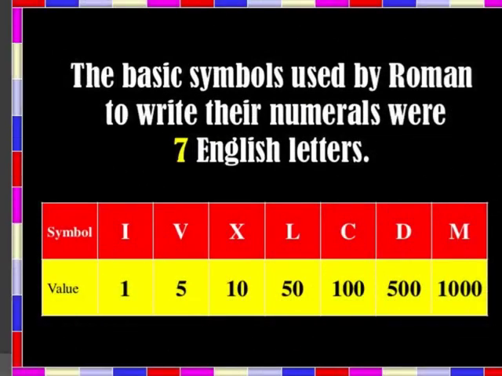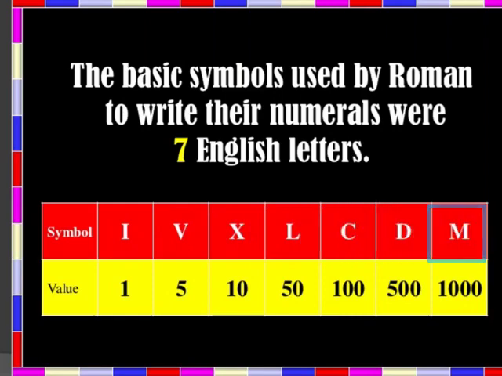Let us see the basic symbols used by the Romans to write the numerals. They used 7 English letters to form the Roman numerals. So what are the 7 letters? I, V, X, L, C, D and M. I repeat, I, V, X, L, C, D and M.